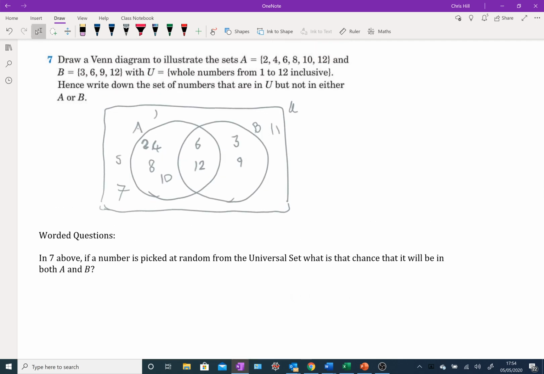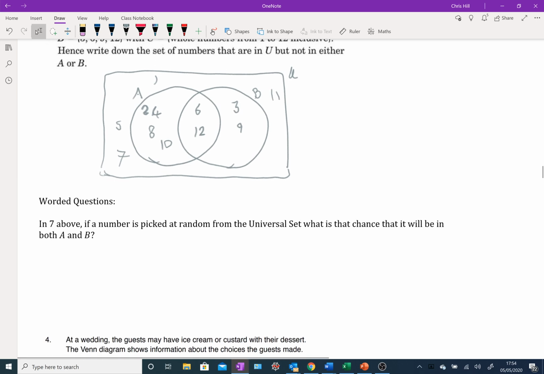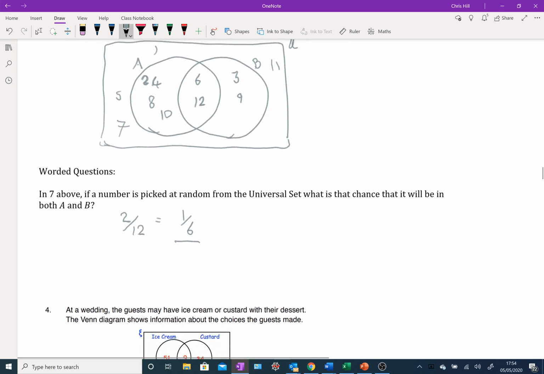So you're going to get worded questions on this kind of thing. In this diagram above, if a number is picked at random from the universal set, i.e. any of those 12 numbers, what is the chance that it will be in both A and B? Well, that's just saying, which numbers are in both A and B? We've got 6 and 12, so 2 possible numbers out of 12 will be our chance, and that simplifies to 1/6. So we've got a 1/6 chance that the number we pick will be in the intersection.